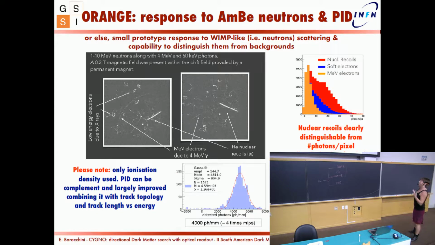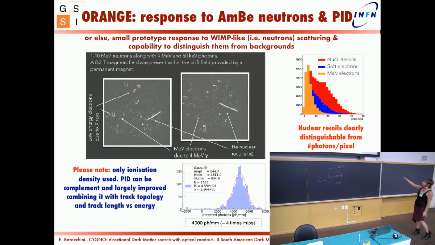Even nicer, this is the response of our detector to americium-beryllium neutrons, and in general how we do particle identification. For the first test we put in a magnetic field just because we wanted to be sure which was what. Here you can see this very bright track, which are helium recoils, and you also have these small curly and big curly tracks, which are respectively low energy and high energy gammas. What we did is just look at the number of photons per pixel, which is the ionization density; the fact that these tracks are curved is not used, it was just for us to see it.